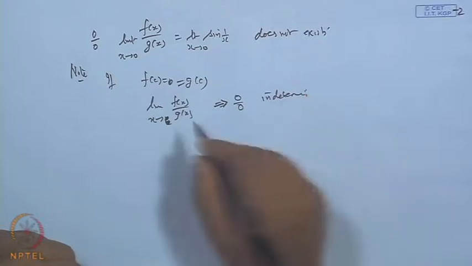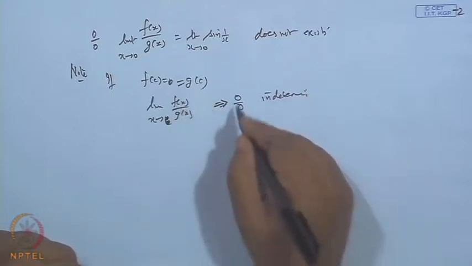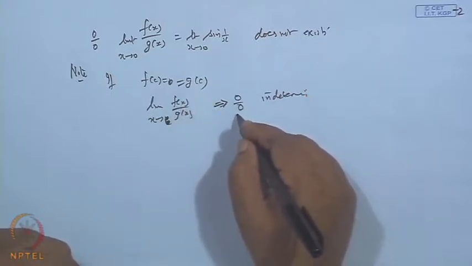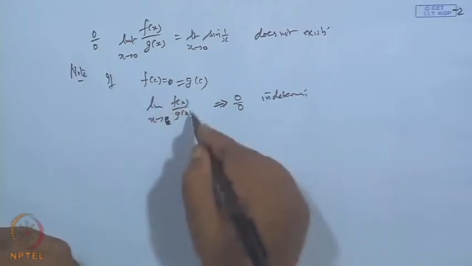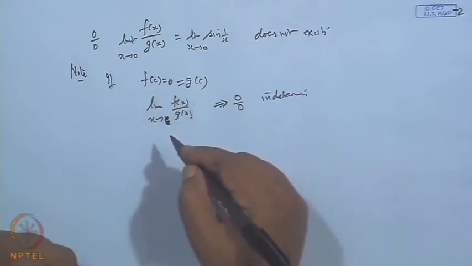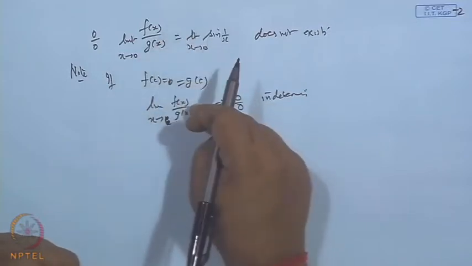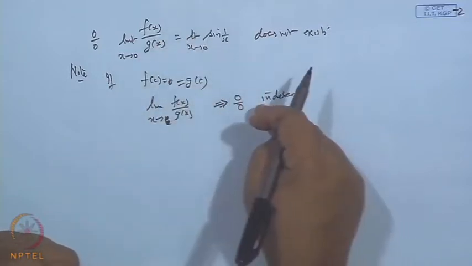So, if the function is defined at the limiting point c, and it comes to be 0 over 0, then calculating the limit of f(x) over g(x) becomes a problem. Even when the limiting value is also 0 by 0, we cannot use any of the usual limit rules.